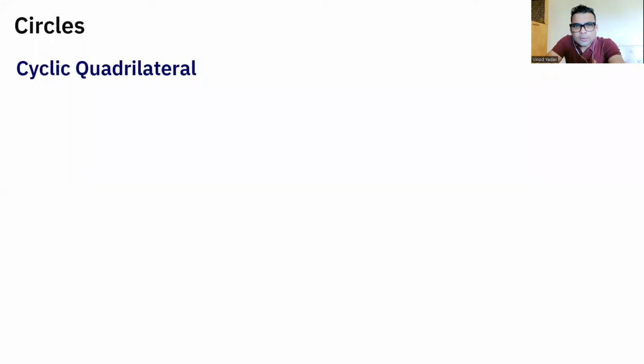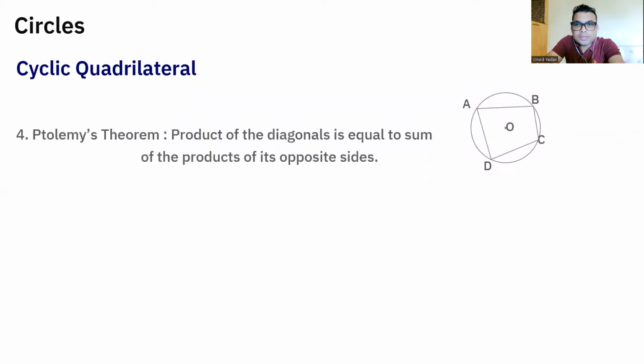One more point about cyclic quadrilateral, friends. Ptolemy's theorem. What is Ptolemy's theorem? The product of the diagonals is equal to the sum of the products of its opposite sides. So diagonals are AC and BD. So AC into BD will be the same as, take the opposite pairs, AB into CD plus AD into BC. This much you should remember.